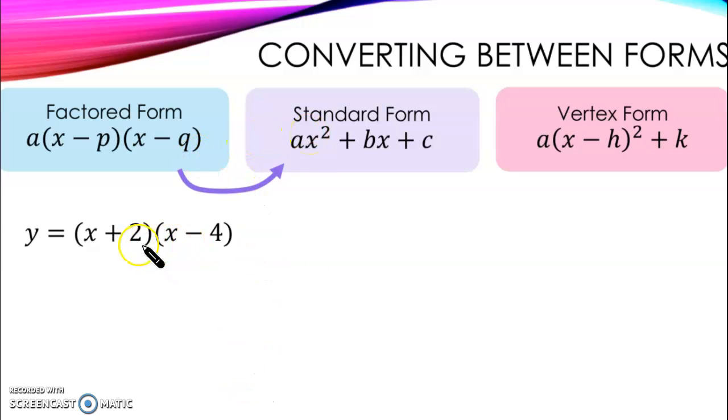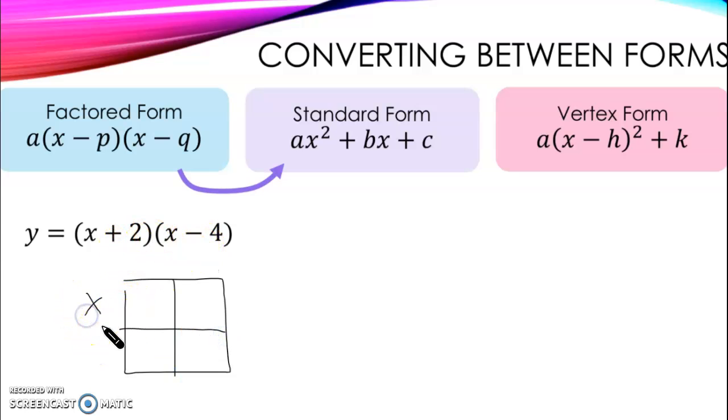So when you have a factored form quadratic, I really like to use the box method to solve this one. So I'll do this example really quickly. We have our length and our width of the box. We have x plus 2 and x minus 4. X times x is x squared. X times negative 4 is negative 4x. 2 times x is 2x. And 2 times negative 4 is negative 8.